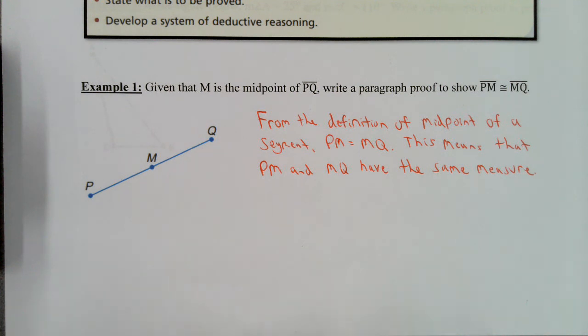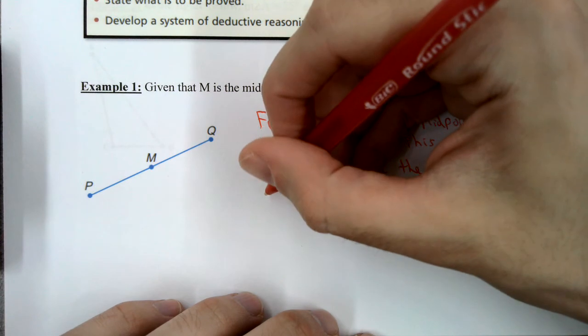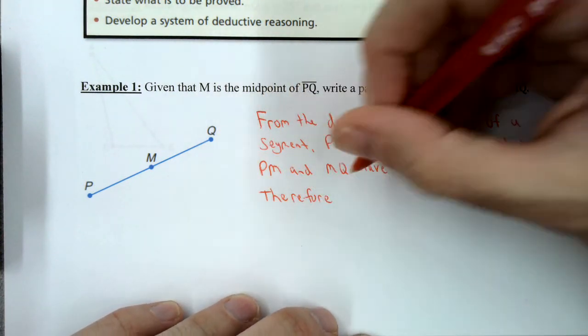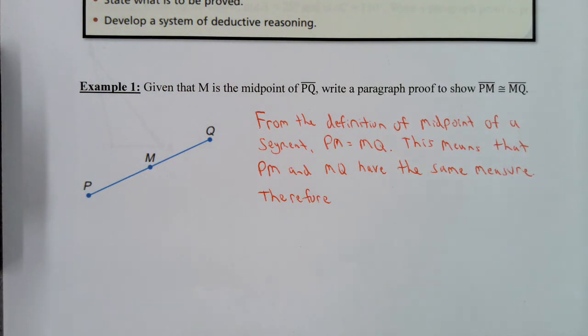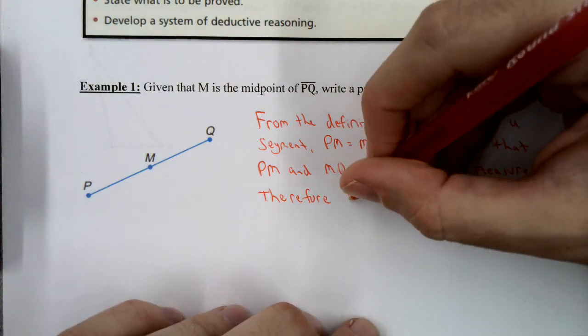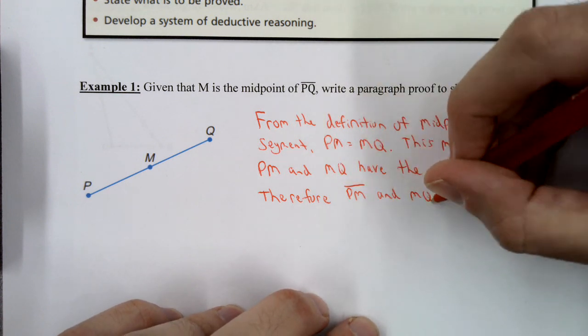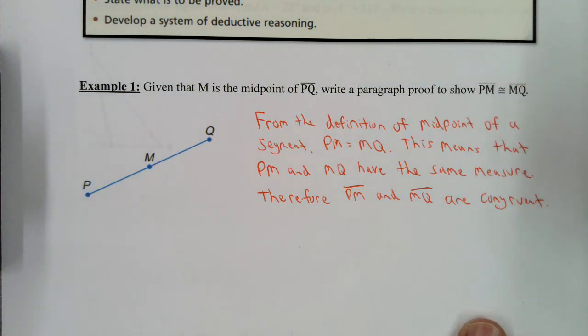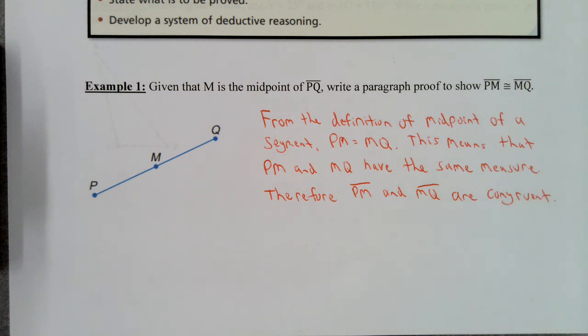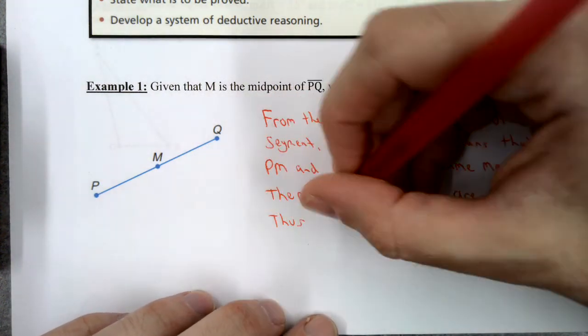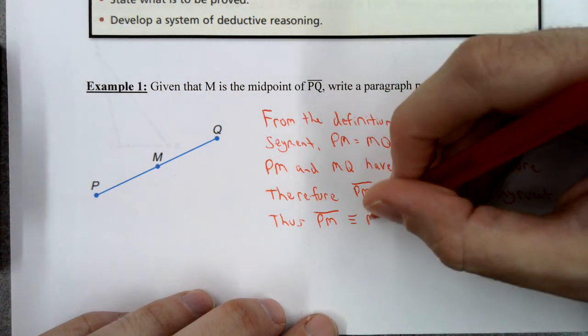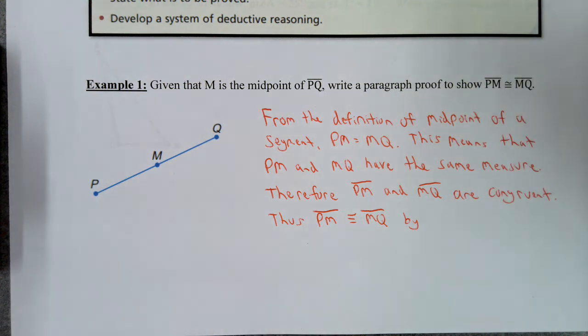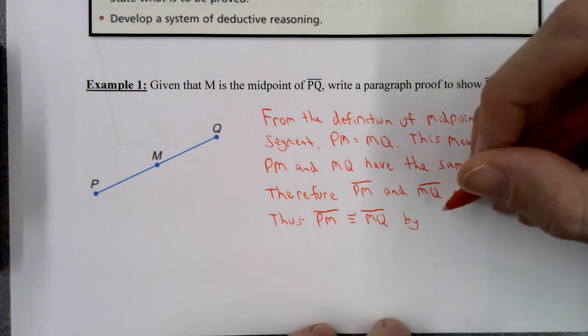So I'm going to say, therefore, segment PM and MQ are congruent. If 2 segments have the same measure, then they are congruent. So let me just finish off by saying, thus, PM is congruent to MQ by the definition of congruence.